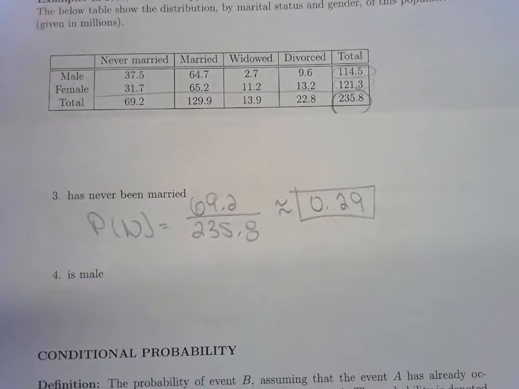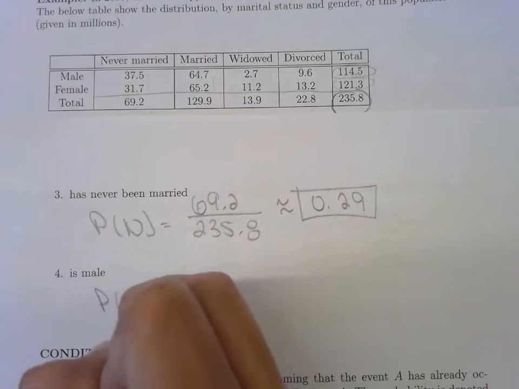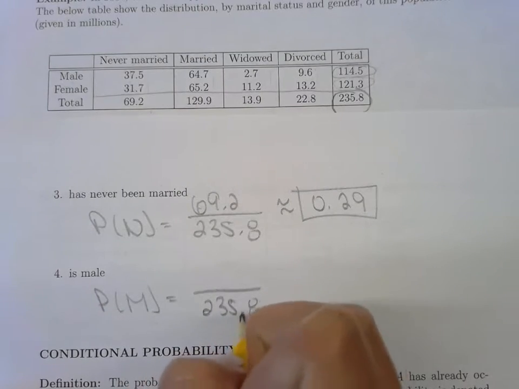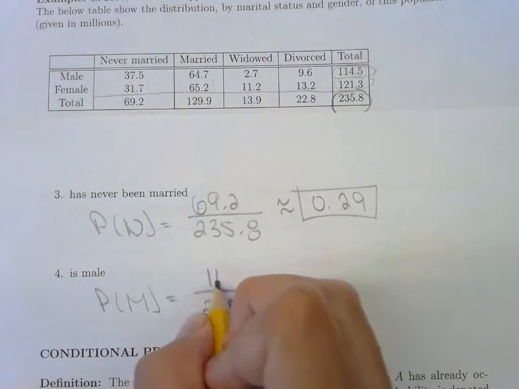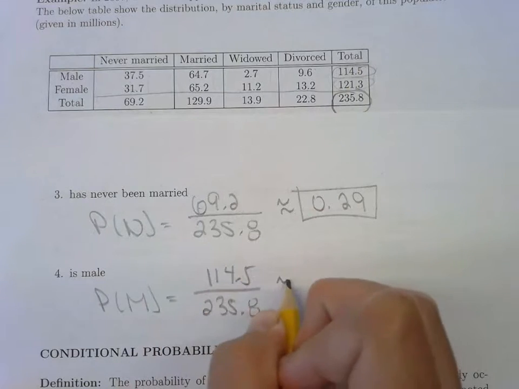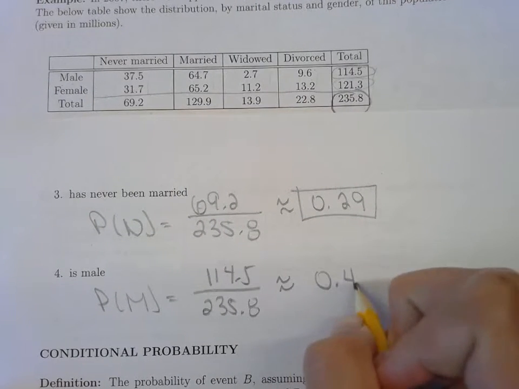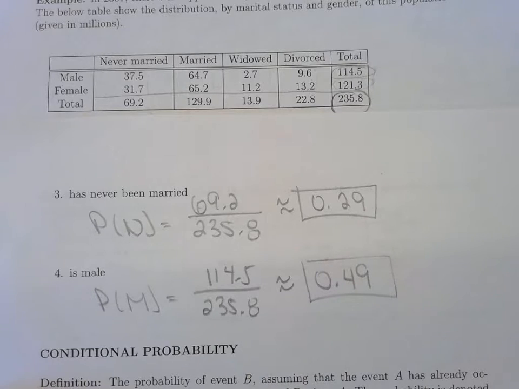And then number 4 is male, so this would be probability of male. So 235.8 on the bottom, and then total men, we have 114.5. Again, this should be about 50%, which I got about 0.49. So about a 49% chance if you pick one person out of this group, it's going to be male.